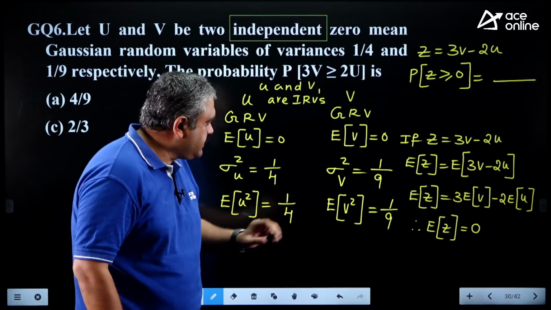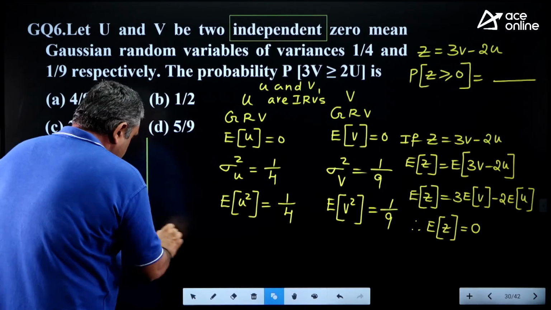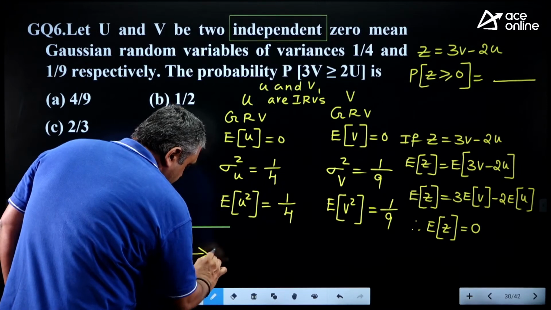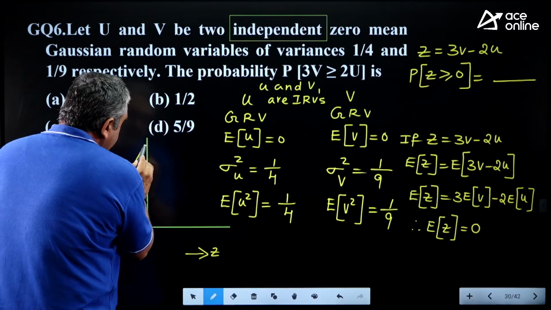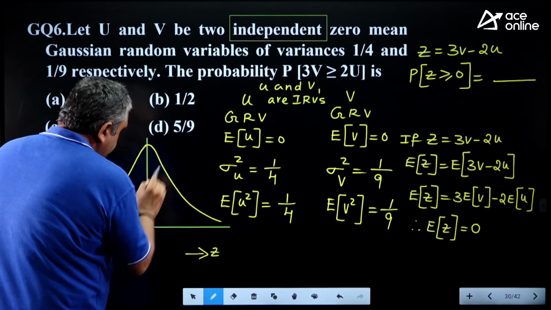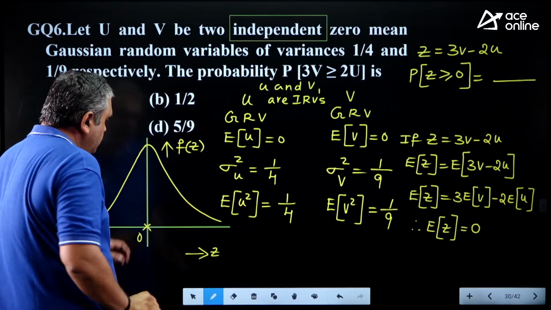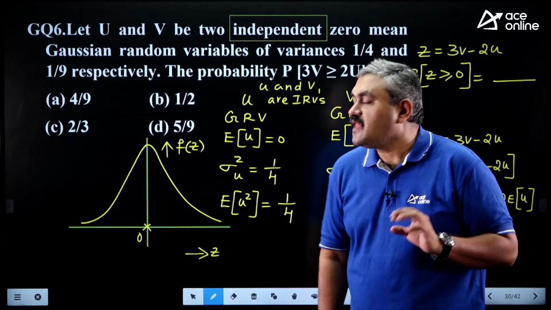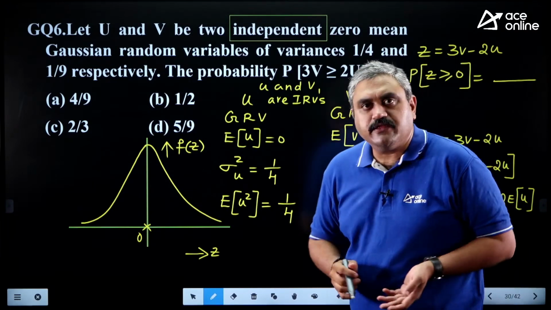So what is the meaning here? We are considering z as a Gaussian random variable with a mean value of 0. That means your x-axis is the random variable z and it is a bell-shaped curve centered about the origin. So this is your f of z. Done? That's the reason I told you, whenever you draw Gaussian curves, you will get a better understanding of solving the question. Now, what is the question? What is the probability that z is greater than or equal to 0?